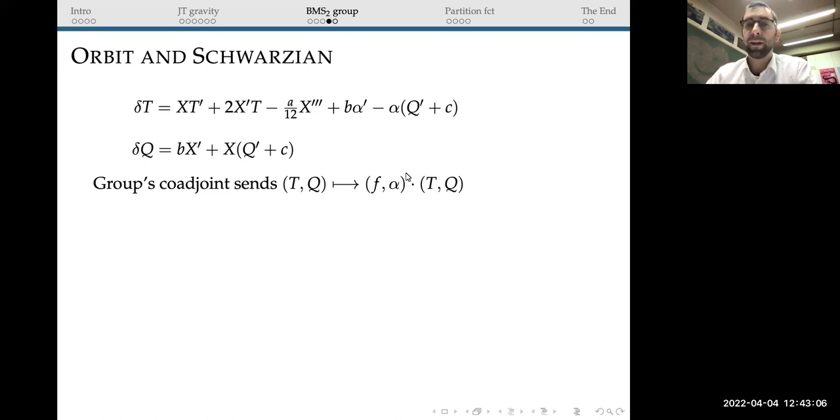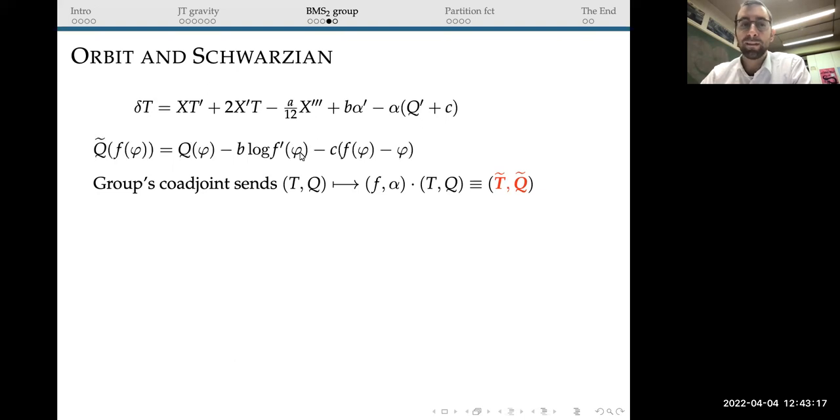So if I declare that my coadjoint representation maps T, Q on something I'm going to call T tilde, Q tilde, if you stare at this equation and try to find what the corresponding finite transformation is, it's obvious that you should have something like Q tilde, which is just Q. So this first term tells you that this is just a function. Again, it has zero weight. And then these two other terms are central extensions. Notice in particular that this central term times F minus phi, to our knowledge, is completely new in the literature. We never found this sort of expression anywhere, even in mathematics.